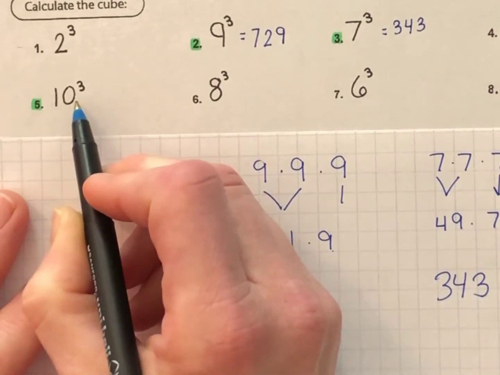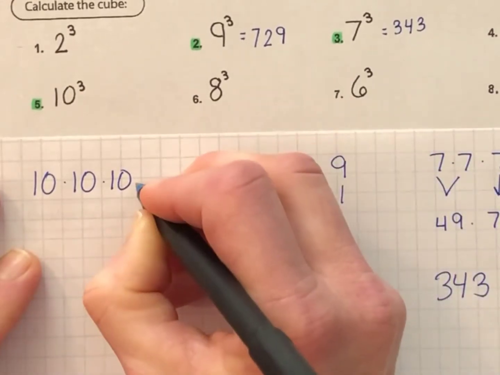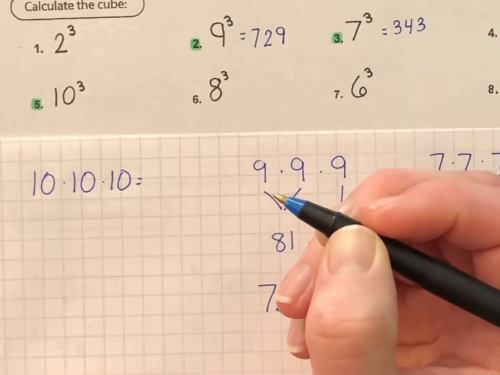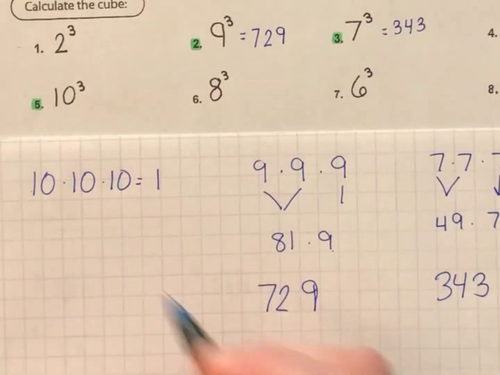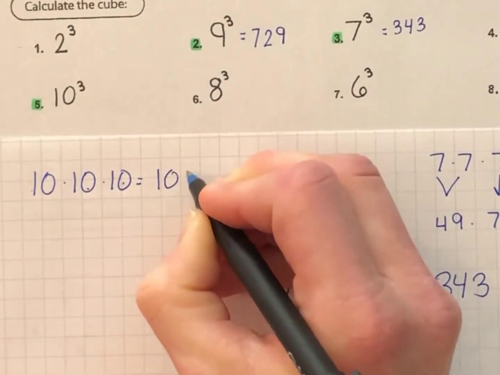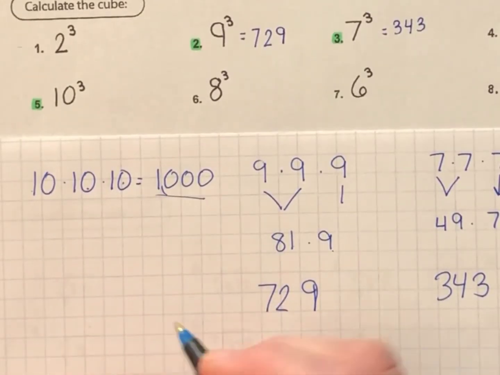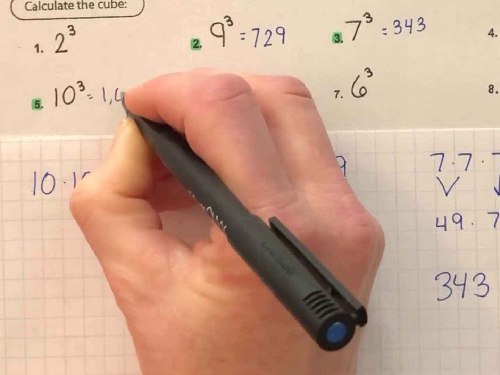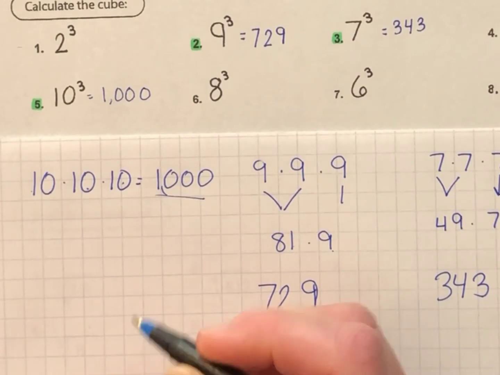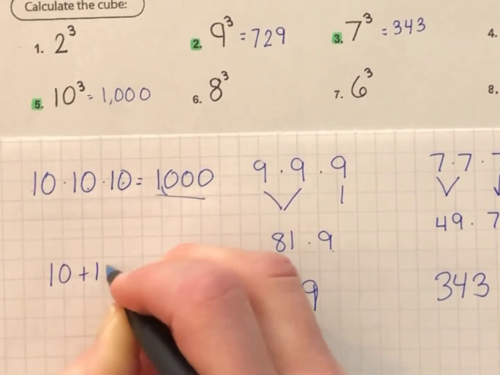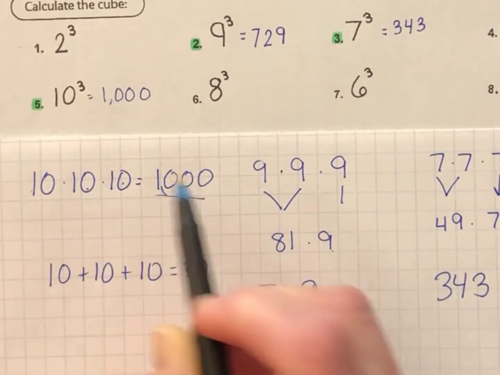Now let's look over at number 5. We've got 10 cubed. 10 times 10 times 10. Okay, you know how easy it is to multiply by multiples of 10. So let's do 1 times 1 times 1 is 1. We'll bring it straight across, and I've got 1, 2, 3 zeros. So 10 cubed is 1,000. Please do not put 30. People like to put 30 for some reason. 10 plus 10 plus 10 is 30. 10 times 10 times 10 is 1 with 3 zeros.